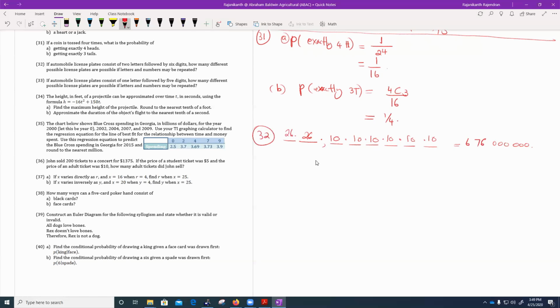It is 32. Move to 33. If automobile license plates consist of one letter followed by five digits, 1, 2, 3, 4, 5, how many different ways are possible if you are allowed repetition? Now here 26, 10, 10, 10, 10, and 10. So simply multiply. So it is 26 followed by five zeros.